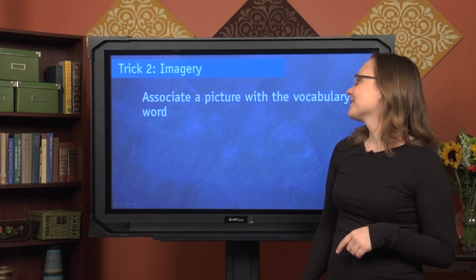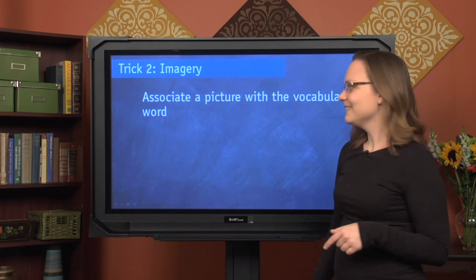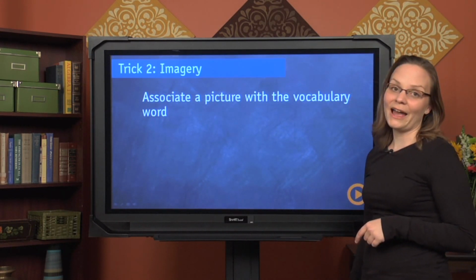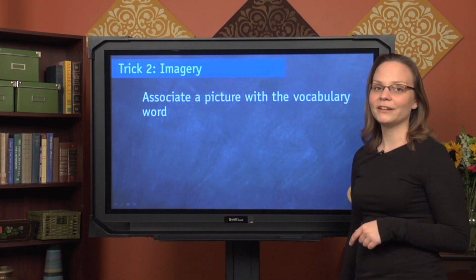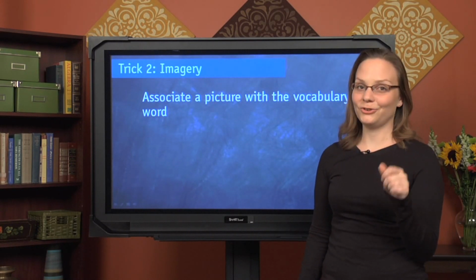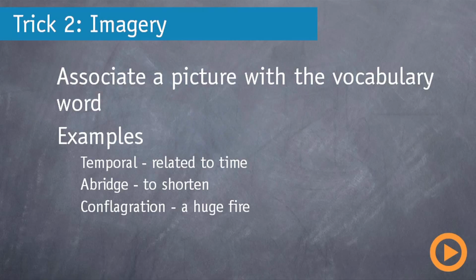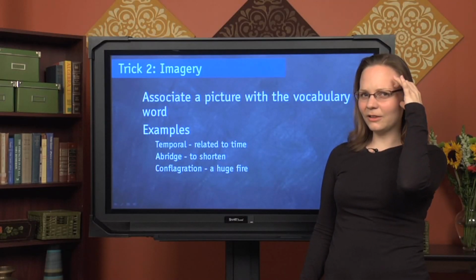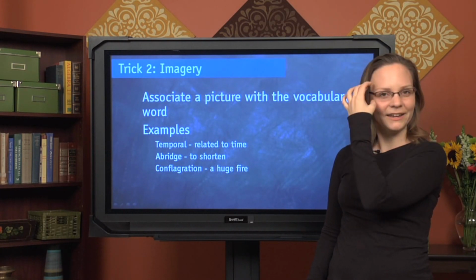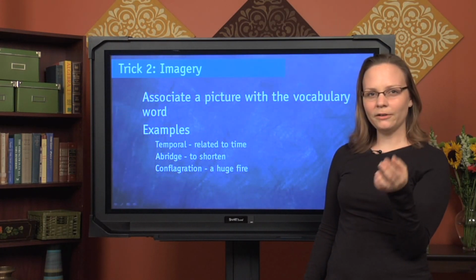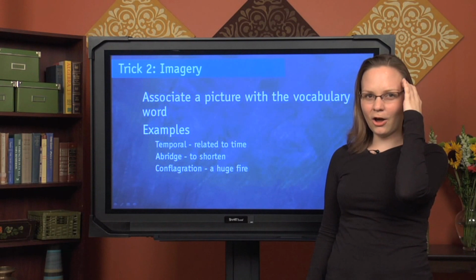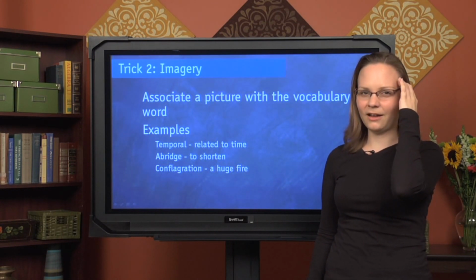Second tip, use imagery, which means associate a picture with the vocabulary word. Let me give you some concrete examples and try to memorize these too for the pop quiz coming up. Temporal means related to time. So why don't you picture this? The word looks kind of like temples, the side of your head. So picture a guy with clocks, because it's related to time, right here. So when you see the word temporal, you'll picture a guy rubbing his temples and there are clocks there, because temporal means related to time.